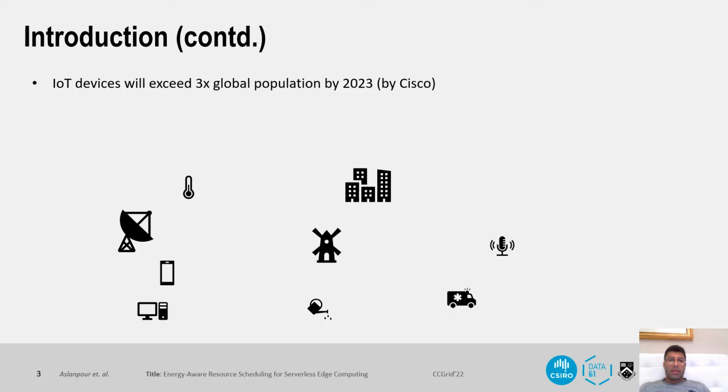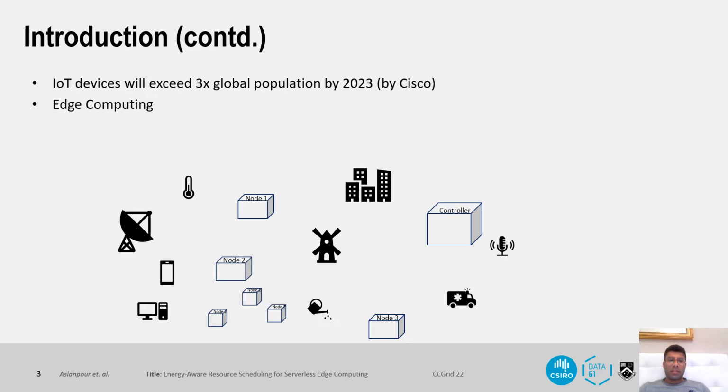Let's get started with this statement by Cisco. IoT devices will exceed 3 times the global population by 2023, which means we probably cannot rely on cloud computing for processing all the data produced by IoT devices. Instead, edge computing is the idea of bringing the computation closer to the IoT devices, where a controller node, sometimes called a manager, orchestrator, or gateway, handles the management of a cluster of edge devices, also called edge nodes.